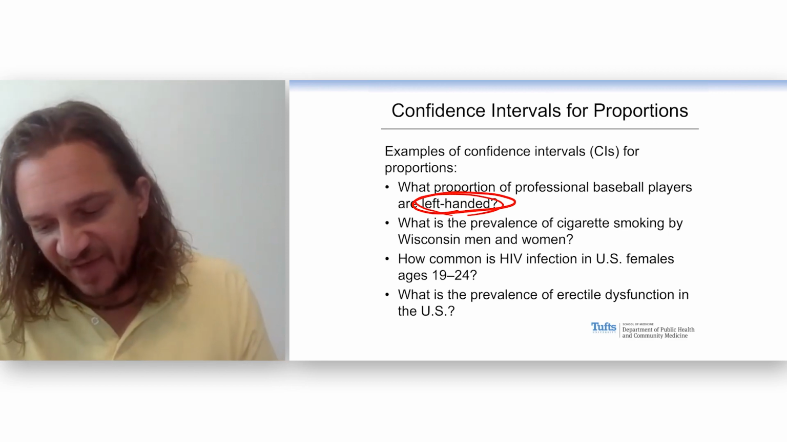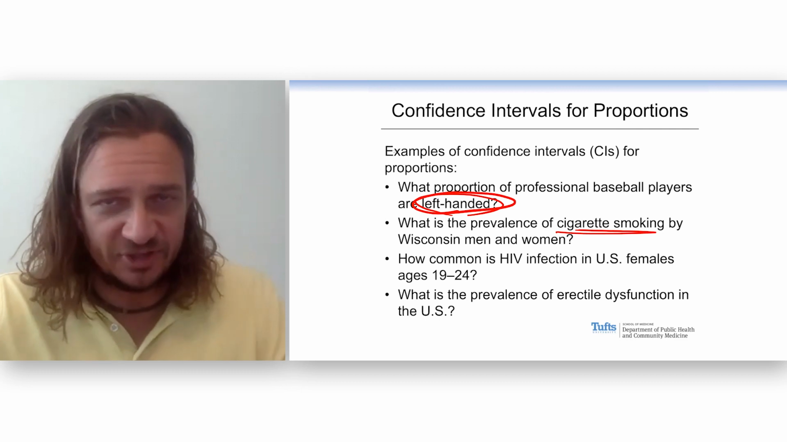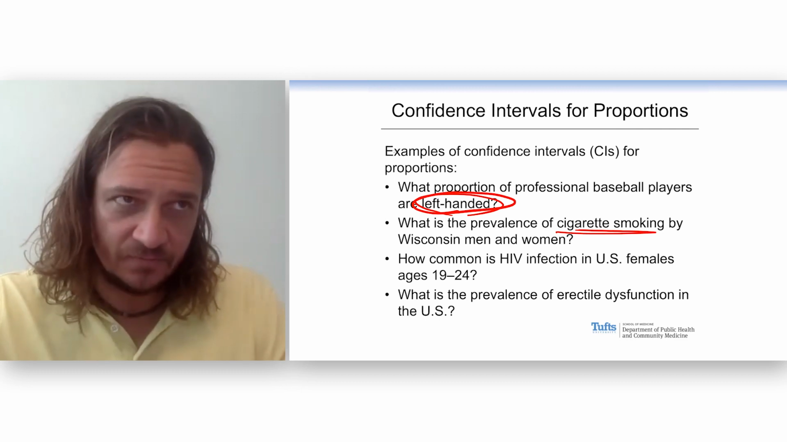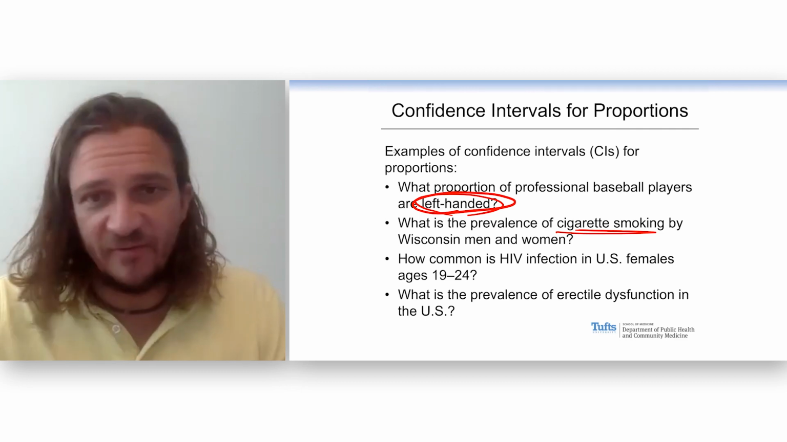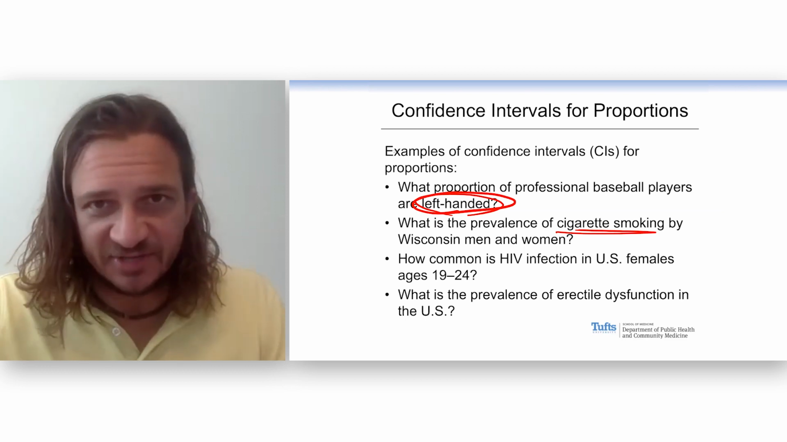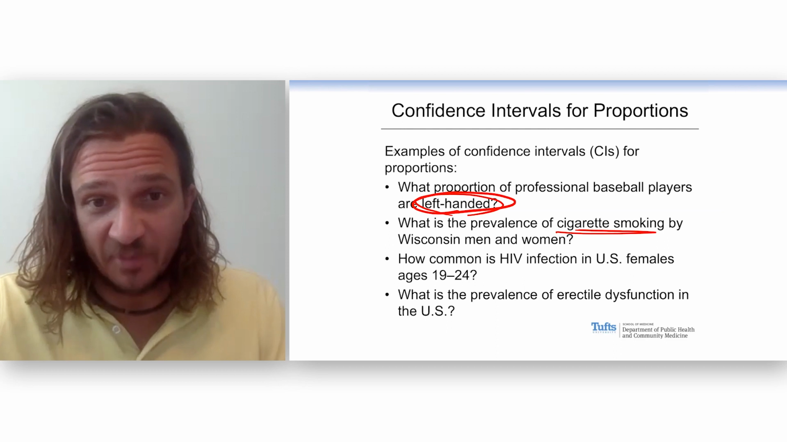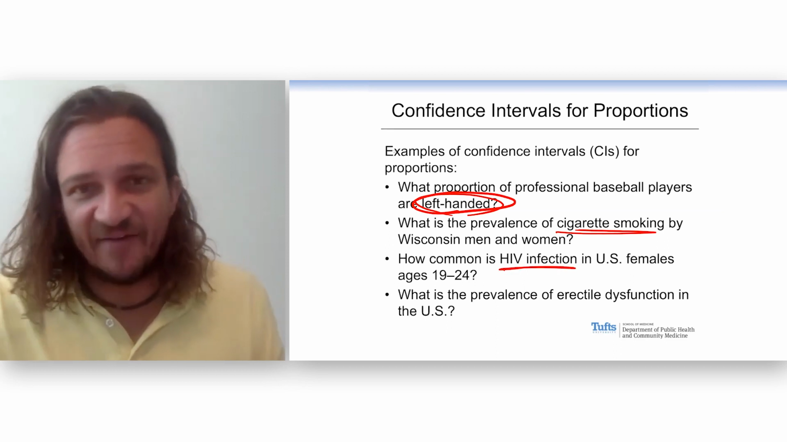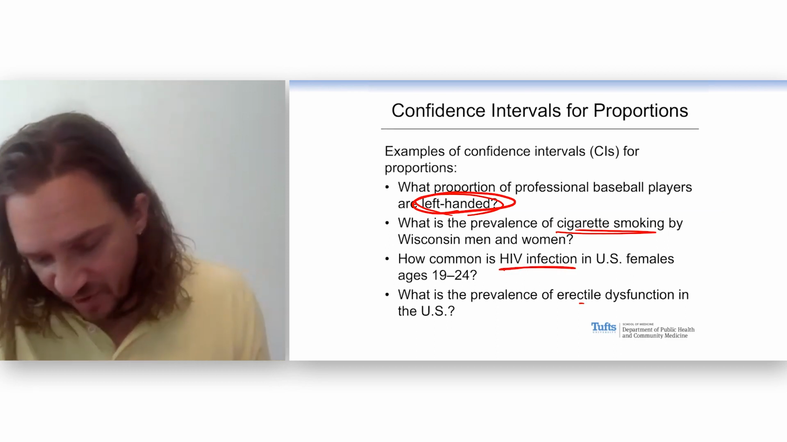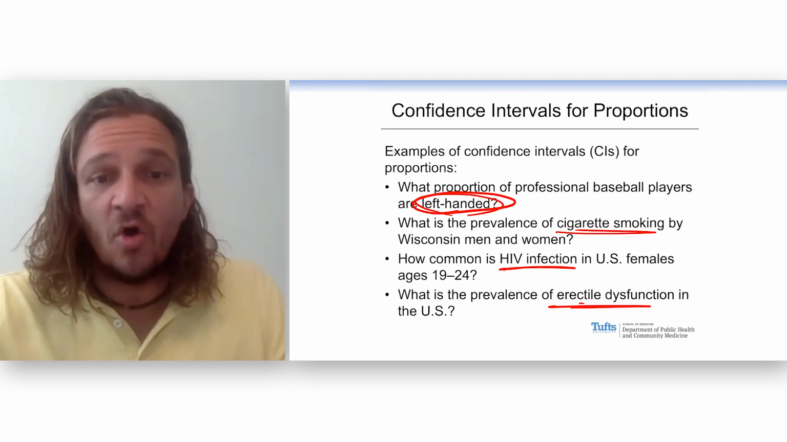What is the prevalence of cigarette smoking? We either smoke cigarettes or we don't. Well, that's not the full story. We've actually seen that you can define cigarette smoking in a lot of different ways. But again, for this variable here, you're either a smoker or not. You either have HIV or you don't. You either have erectile dysfunction or you don't.